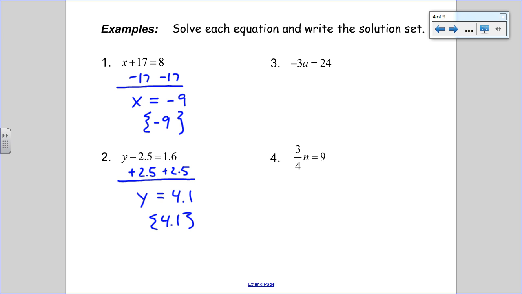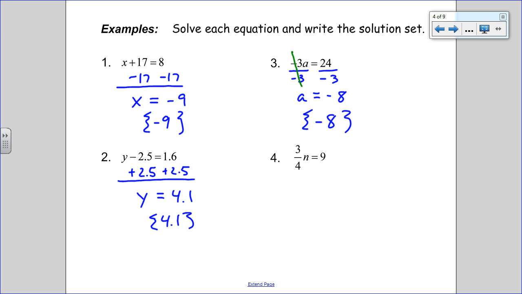Moving to the third example, negative 3 times a equals 24. In this case, since we have multiplication in our initial equation, if we want to isolate the variable, we will divide both sides of the equation by negative 3. Note that dividing negative 3 by negative 3 produces a value of 1. And 1 times a is simply a, so we've isolated our variable. And on the right-hand side, 24 divided by negative 3 is negative 8. So we can write our solution set.